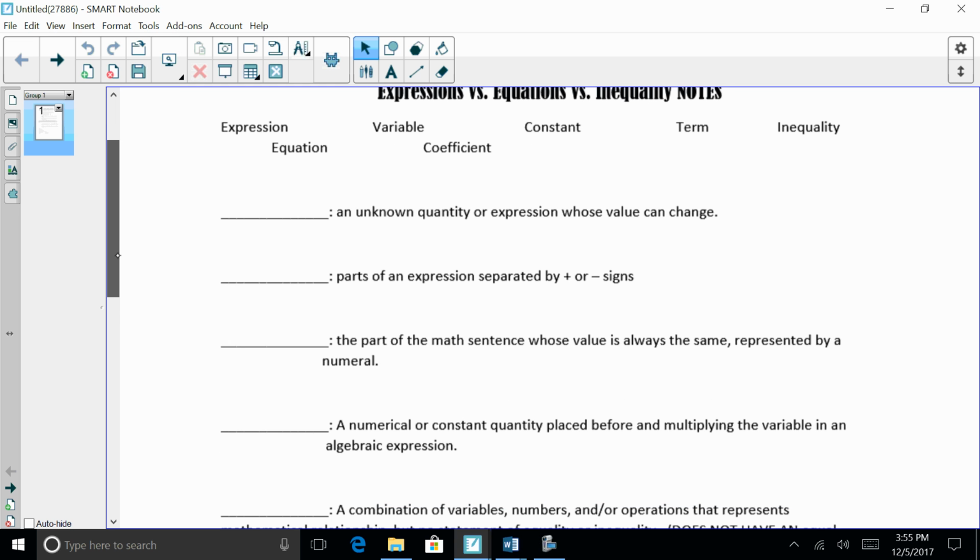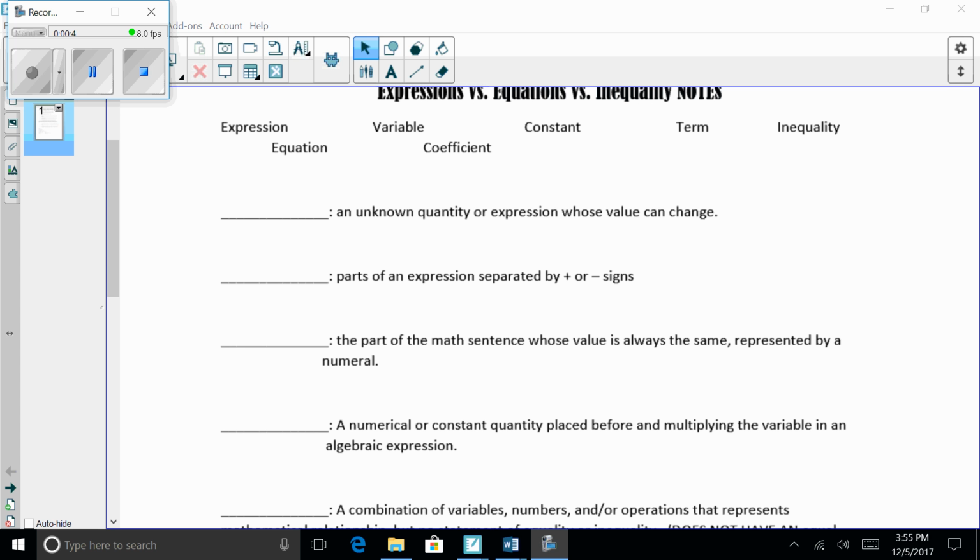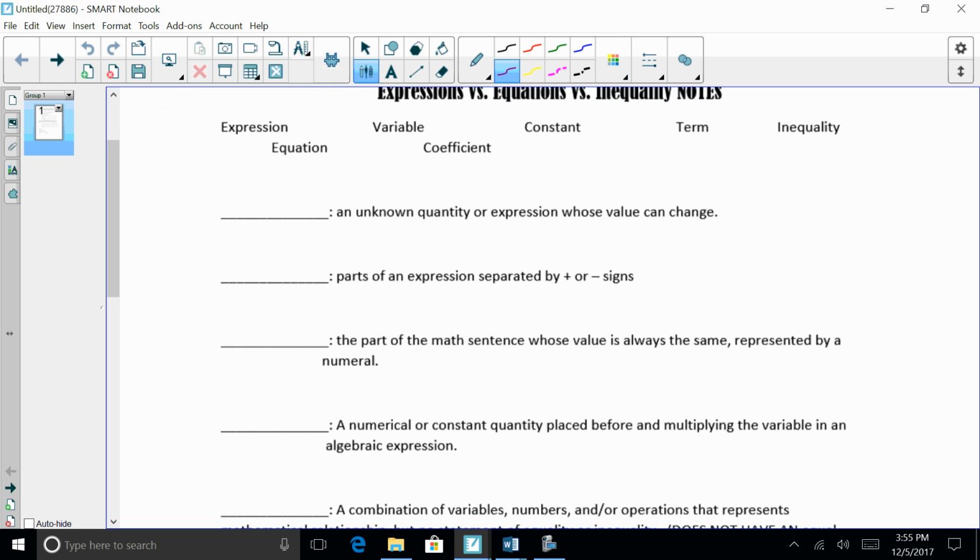So if you look here, you have a little word bank on top, and then we have some definitions that we are going to match them with. So we know that an unknown quantity or expression whose value can change. So those things that we are looking for, those things that are the unknown, we call them unknowns, but we also call them variables. Okay, so our first one is going to be variable. So we're going to cross that off.